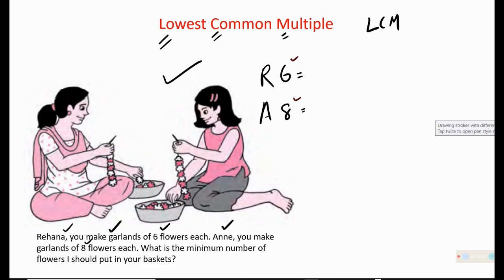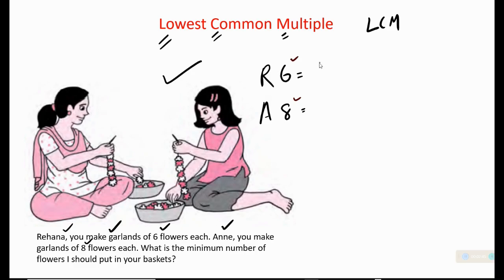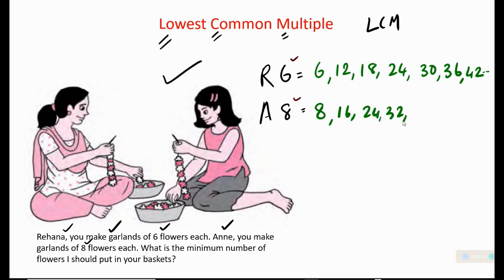That means it is very clear that Rehana should get flowers equal to multiples of 6, like either 6 flowers for 1 garland, then 12 for 2, then 18 for 3, correct, 24 for 4 garlands, and 30 for 5 garlands, 36 for 6 garlands, correct, then 42, and it goes on. As far as Annie is concerned, she will be getting multiples of 8: 16, 24, 32, 40, 48.